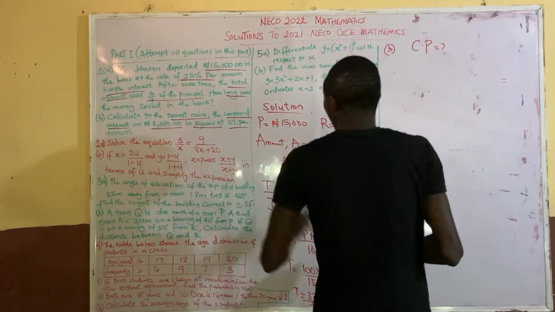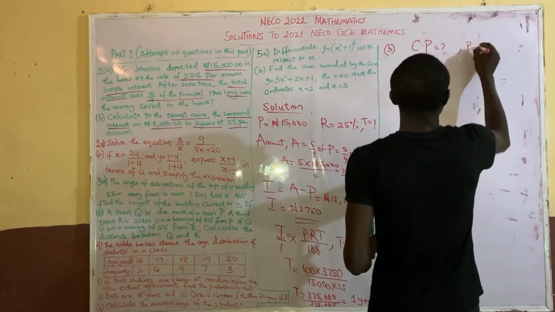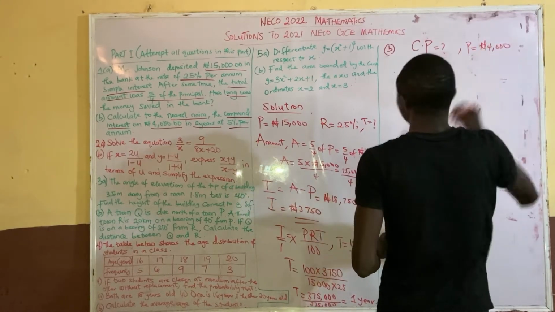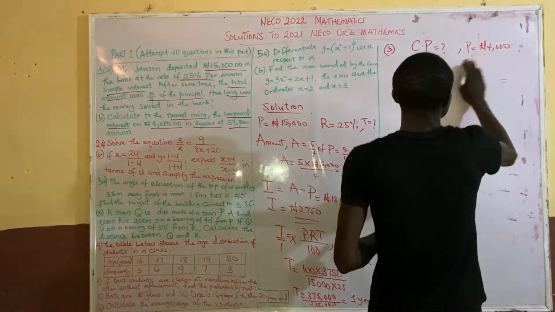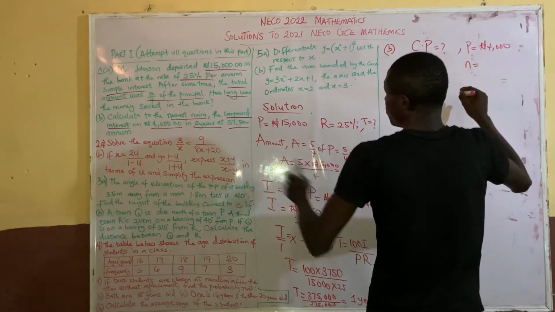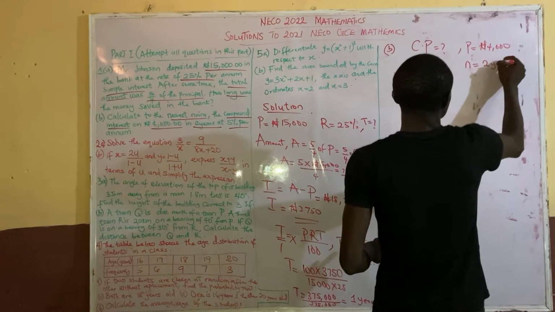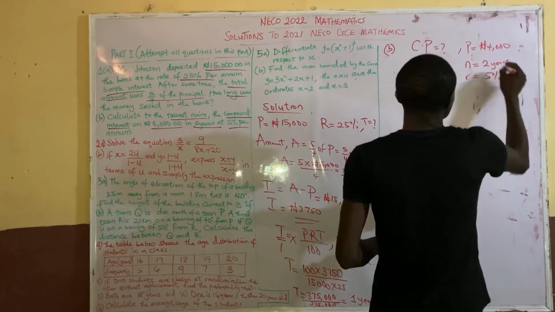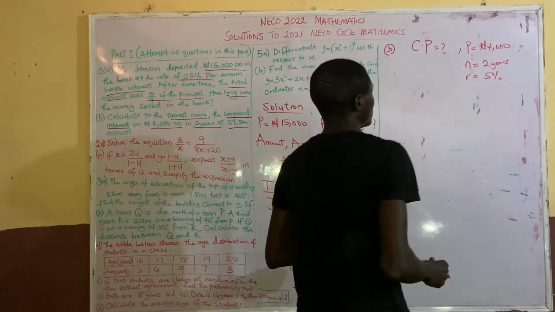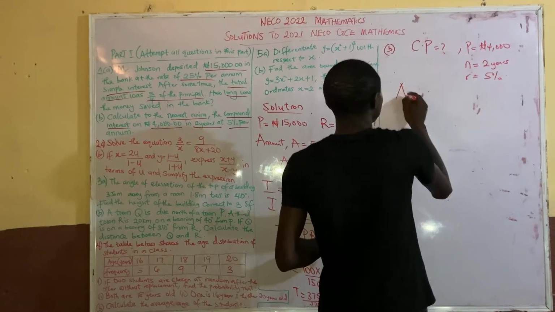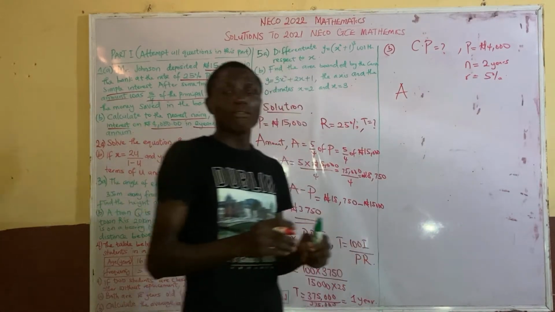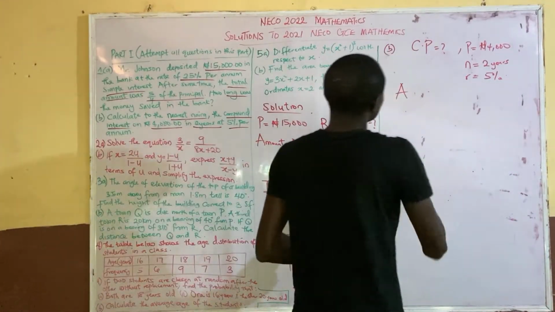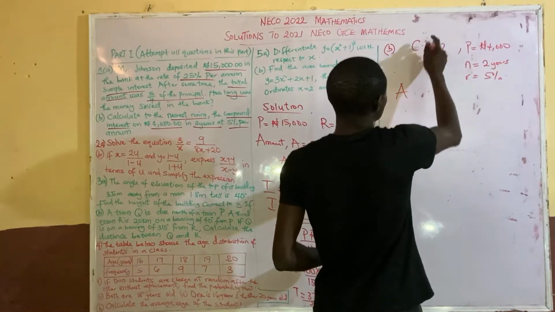So now, the principal is given as 4,000 naira, and the time here, the number of years, is 2 years. The percentage R is given as 5%. Now, if I want to calculate the amount, the formula for calculating the amount for compound interest. This is compound interest.